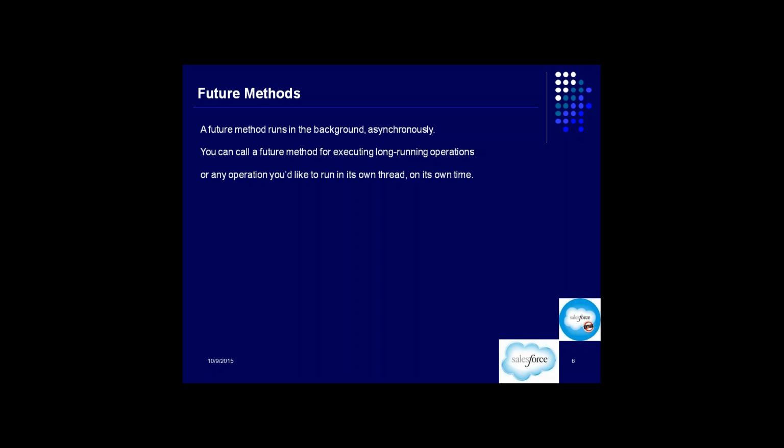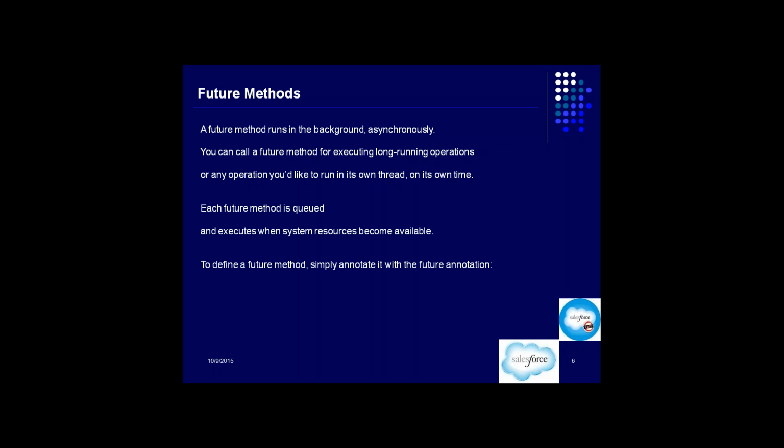In a normal method, if the method tries to get executed and does not find the resources, it gets cancelled. But for a future method, if the resources are not available, it gets in the queue and waits for the resources to become available. Got it? Each future method is queued and executes when system resources become available. To define a future method, all you have to do is annotate a method with the @future annotation. That's it.